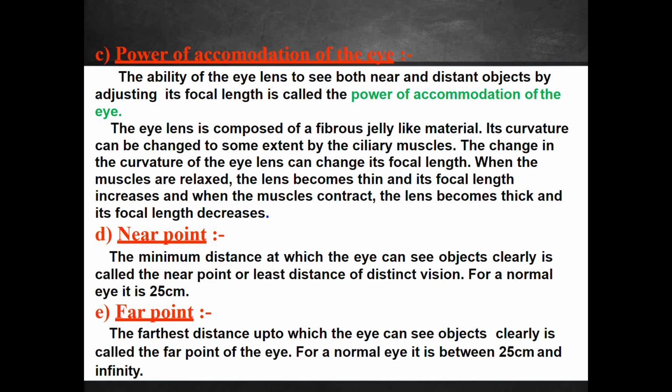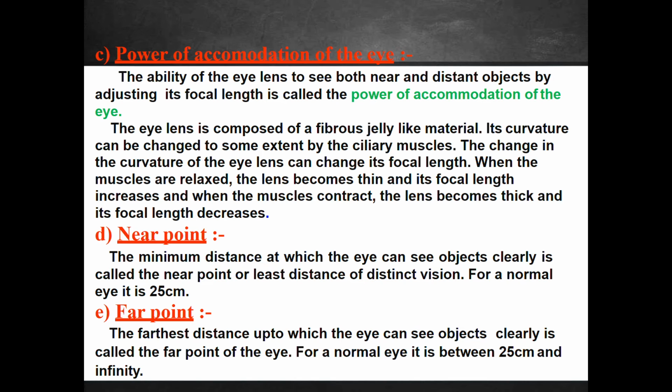Now let us understand some important terms related to this working of eye. First is power of accommodation of eye. The ability of the eye lens to see both near and distant objects by adjusting its focal length. This is known as power of accommodation of the eye. The eye lens, it is composed of fibrous jelly-like material that you know. Eye lens is transparent, and its curvature can be changed with the help of ciliary muscles. So when the curvature is changed, then focal length also changes.